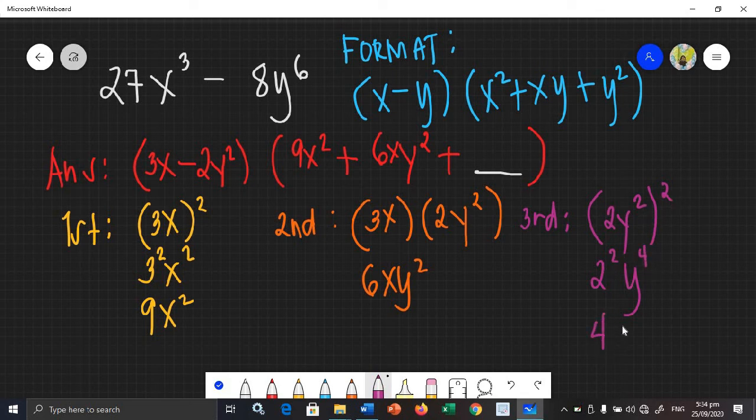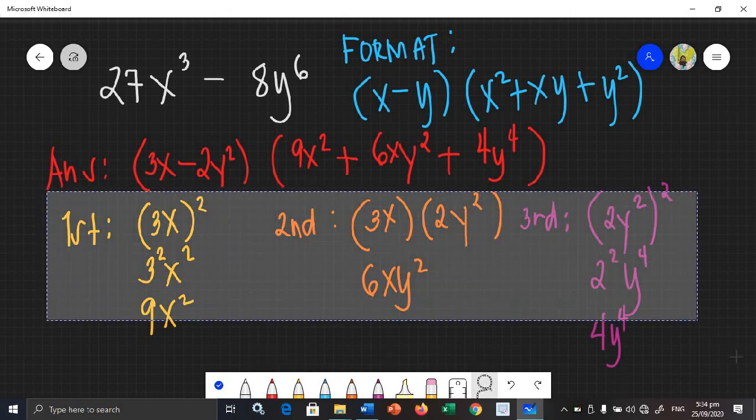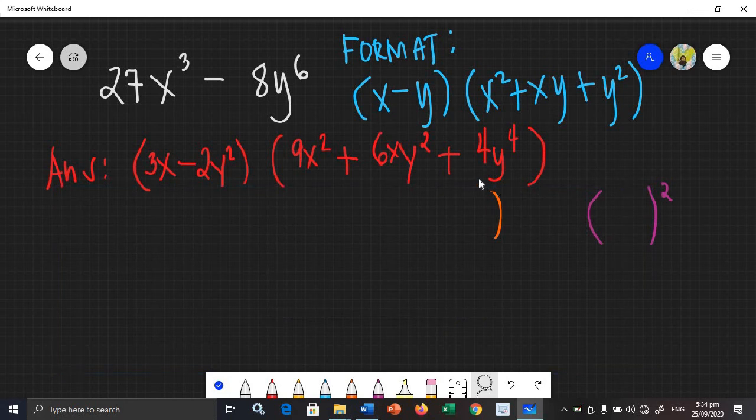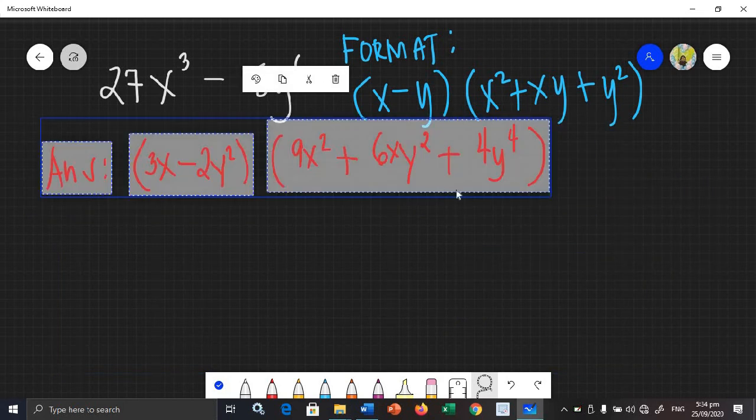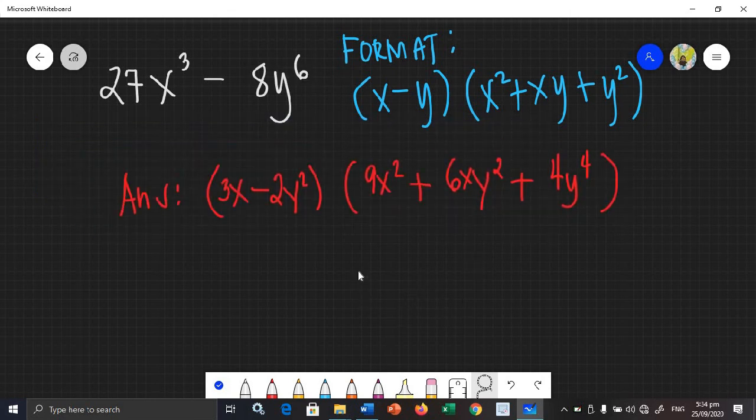So 2 squared is 4y to the 4th power. So our last term in the trinomial is 4y to the 4th power. I'm just going to erase this part. Now, we have our factored form. I'm just going to erase everything for you to clearly see your answer. So this will be your factored form, which is the quantity of 3x minus 2y squared and the quantity 9x squared plus 6xy squared plus 4y to the 4th power.